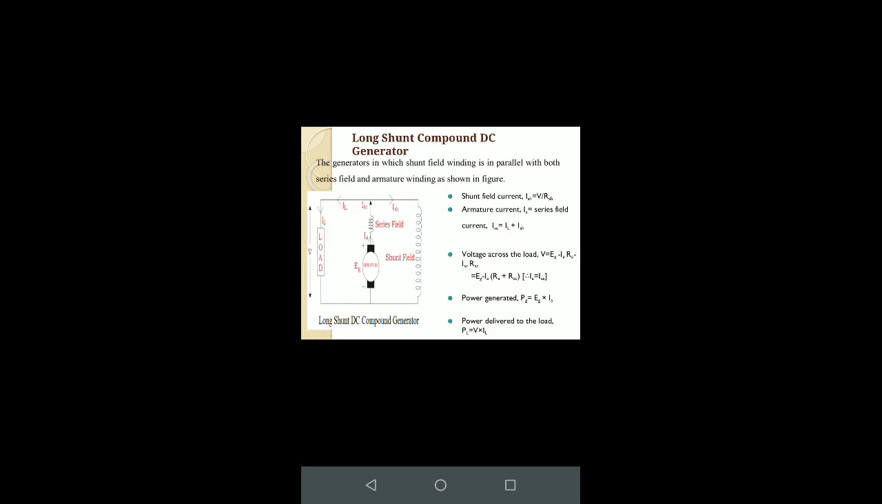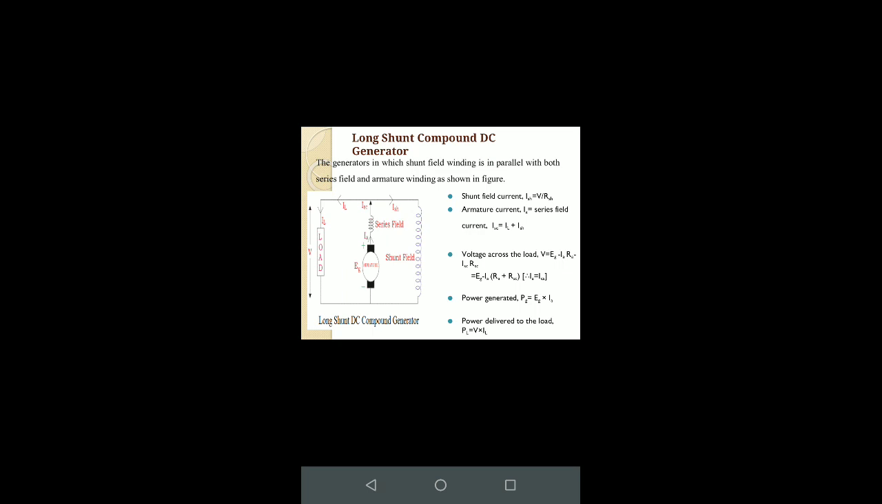Coming to the long shunt compound DC generator, it is the generator in which the shunt field winding is in parallel with both the series field and armature windings, that is, it is connected across the load. If you observe the figure, you can easily see it is connected to the load and parallel to the series field and armature. The shunt field current ISH will be equal to V by RSH, and the armature current IA will be equal to the series field current. Hence, ISE will be equal to IL plus ISH.